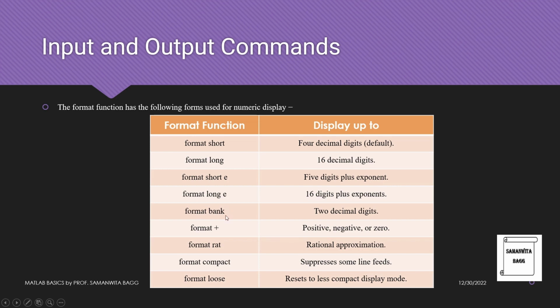Format bank is 2 decimal digits. Format plus is going to be positive, negative or 0. Format RAT is rational approximation, so when you just approximate a rational number. Format compact suppresses some line feeds. Format loose resets to less compact display mode. So when you want to move from one to another, you can use these format functions. Now exactly how they are used, I'll show you when I write some programs for it.